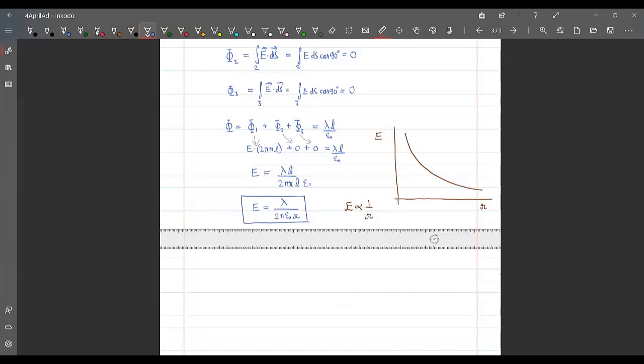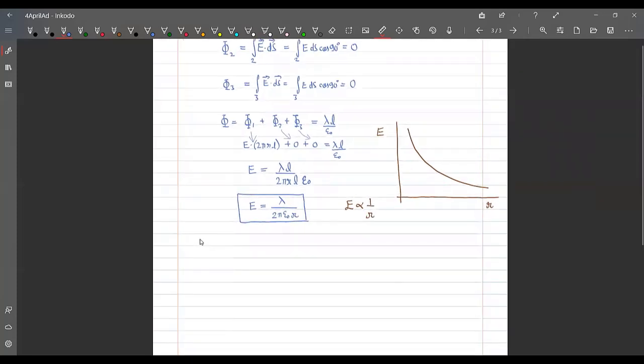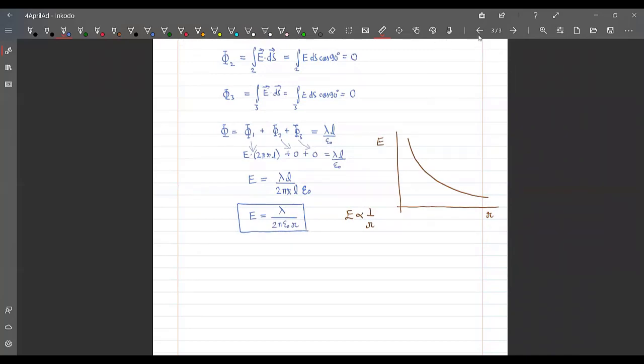Yes, sir. Okay. Then I have just to put this 2 pi RL here in the denominator. So lambda L by epsilon naught and 2 pi RL goes on this side. Yes, sir, understood. Okay. Note this down. Sir, could you scroll up? Previous page. Okay.